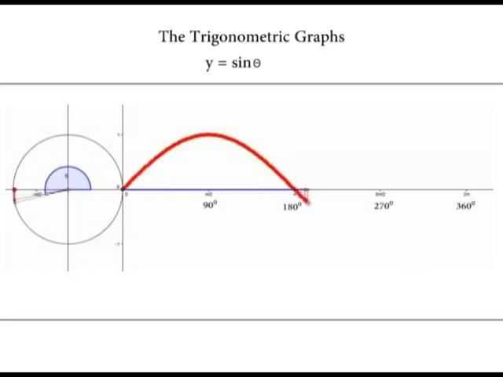In the third quadrant, theta increases and the sine increases on the negative side up to a maximum of -1 at 270 degrees or 1.5 pi radians. And in the last quadrant, theta increases and the sine decreases back to 0 at 360 degrees or 2 pi radians.